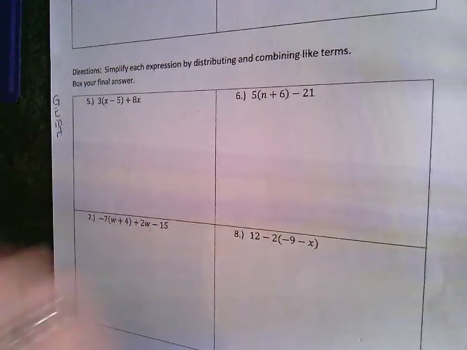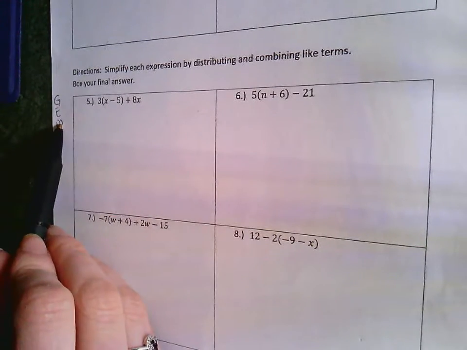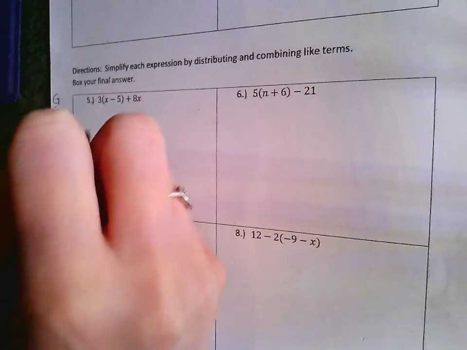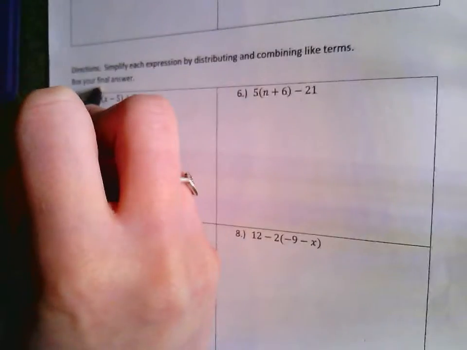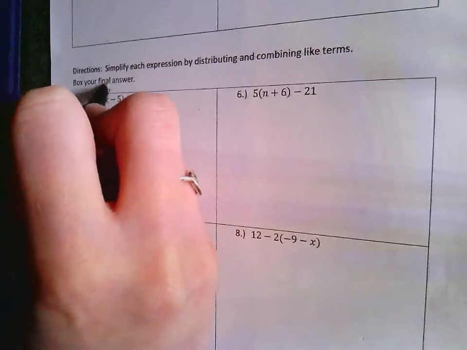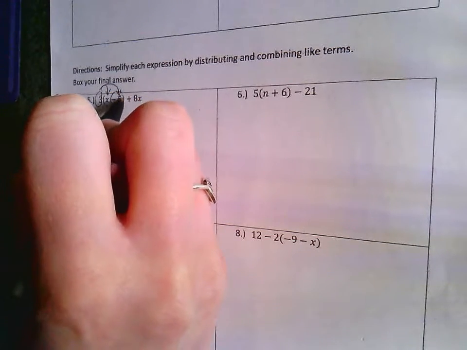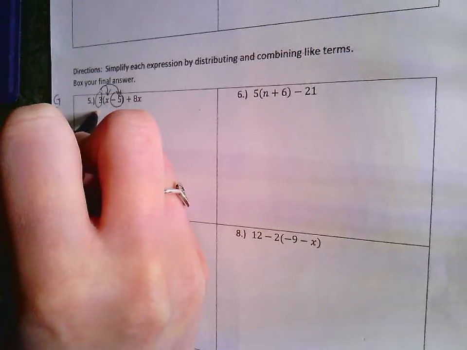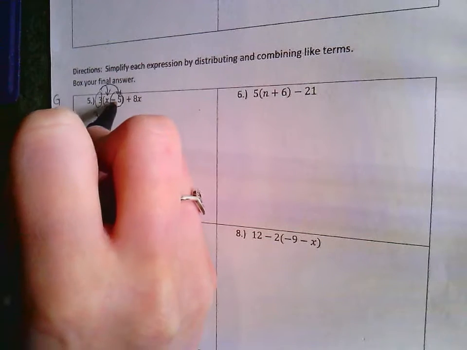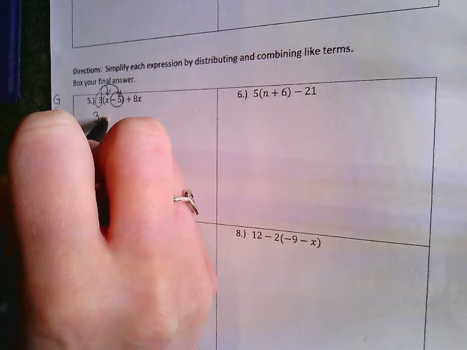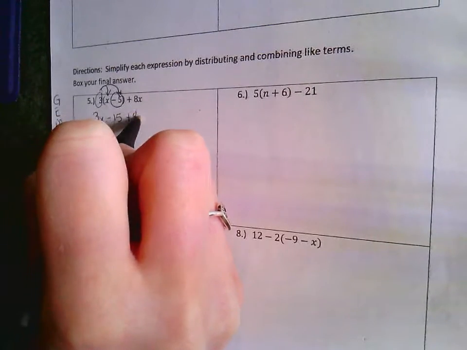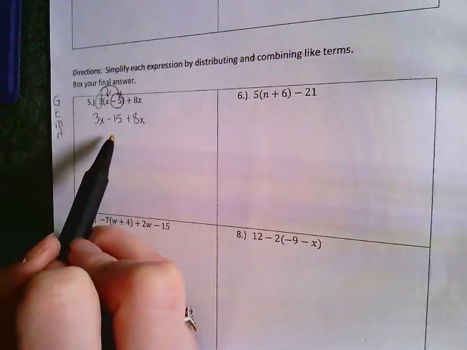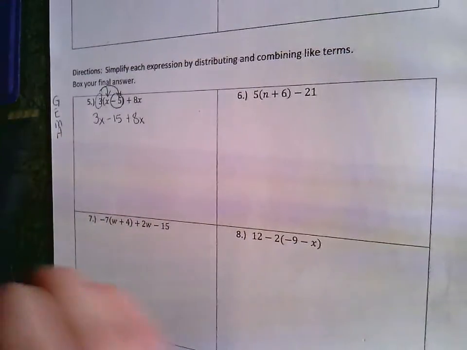I see exponents. I don't have any exponents, so my next is multiplication, and that's when we do the distributive property. So, I am distributing my 3, and I am multiplying it by my x and by my negative 5. So 3 times x is 3x. 3 times negative 5 is minus 15 plus 8x. I've done all my multiplication. I don't have any division.